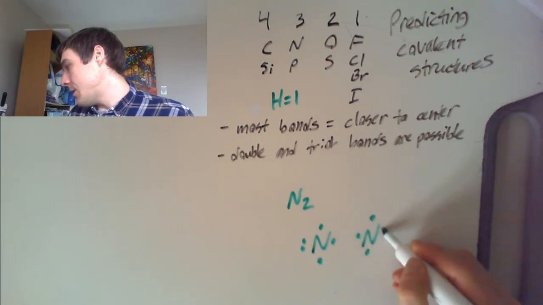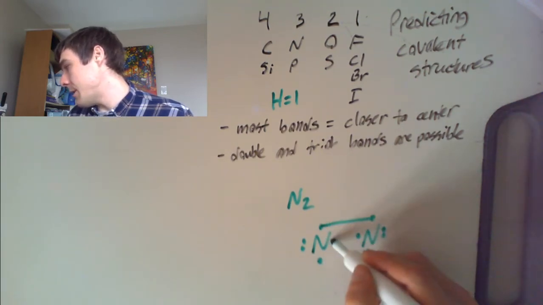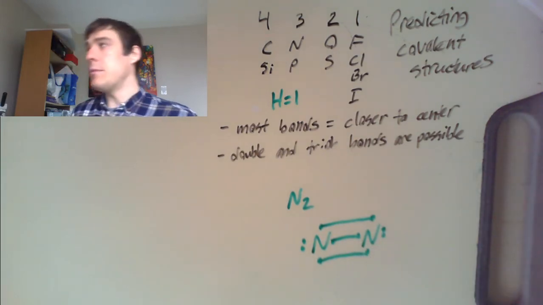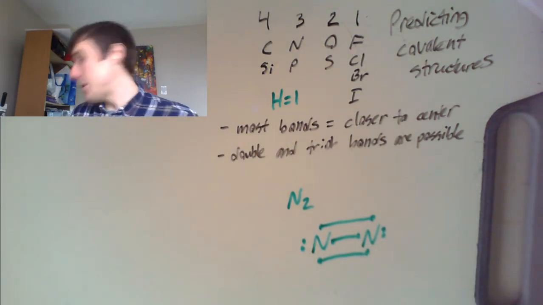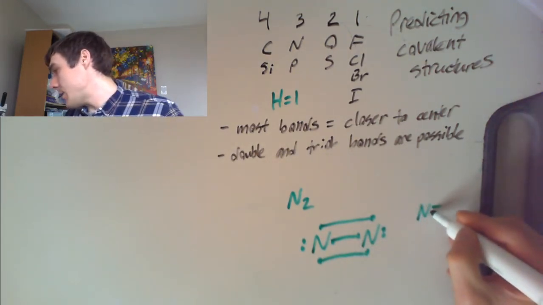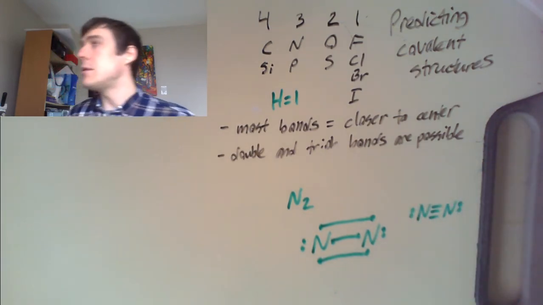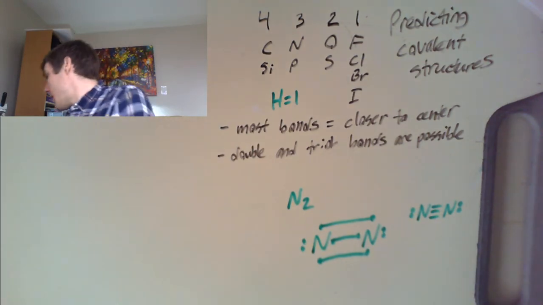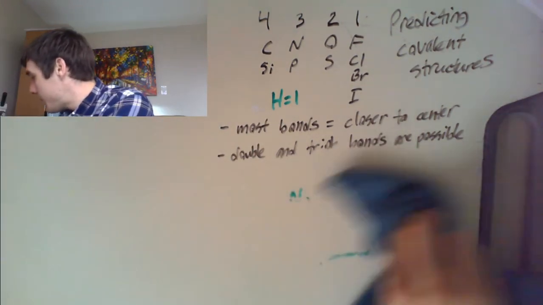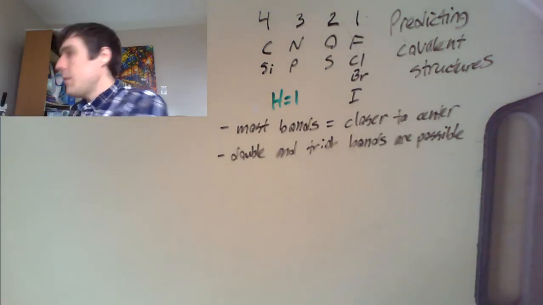Well, each nitrogen has 5 valence and wants to make 3 bonds. So nitrogen is going to make a triple bond to the other nitrogen. And then when we draw it, we draw it like this, where it's just a triple bond between the nitrogens. So that's N2. We have triple bonds. A few more. Let's just do a few more. Why not?